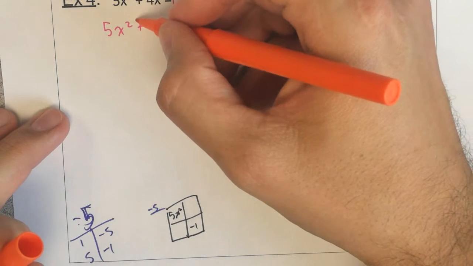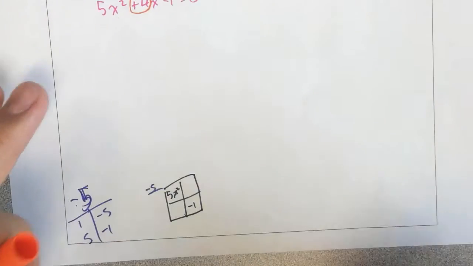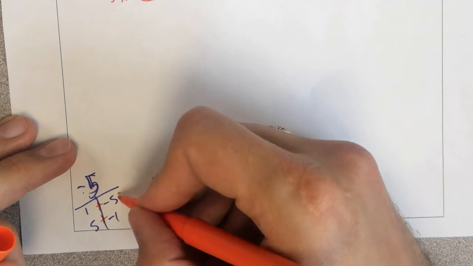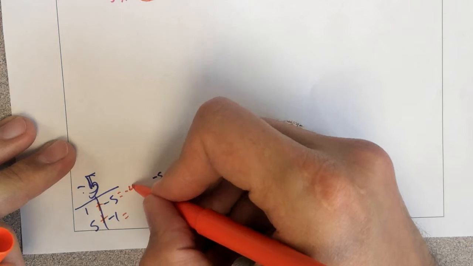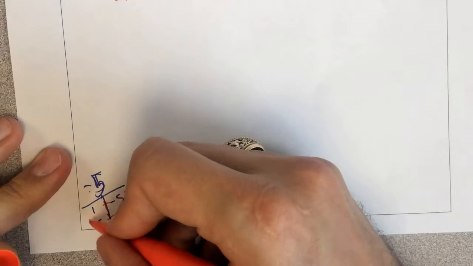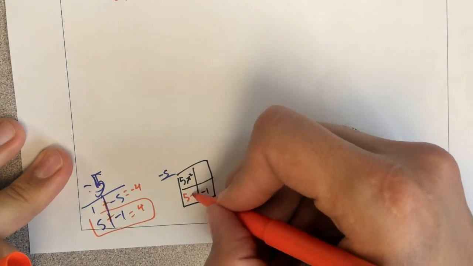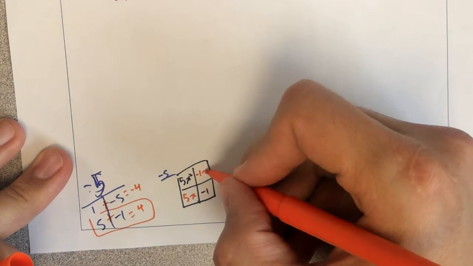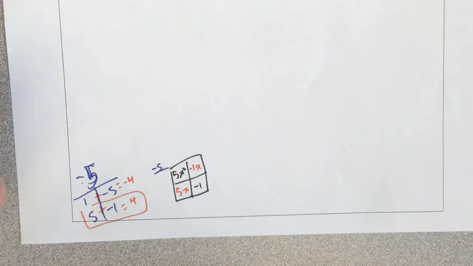The C value I'm looking for is positive 4. Add these up until we get positive 4. That's negative 4. That's positive 4. I'm going to need a 5x and a negative 1x as my peanut values.